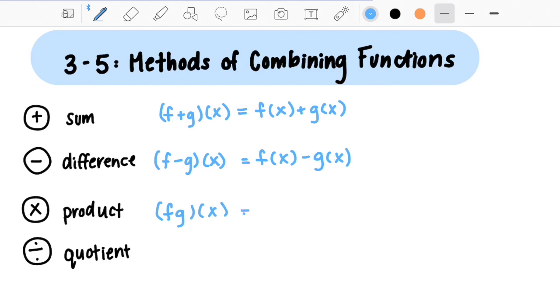These are a few different ways to write the same thing. First, we're adding 2 functions together, then we're subtracting 2 functions, then we're multiplying 2 functions, and then we're dividing 2 functions.